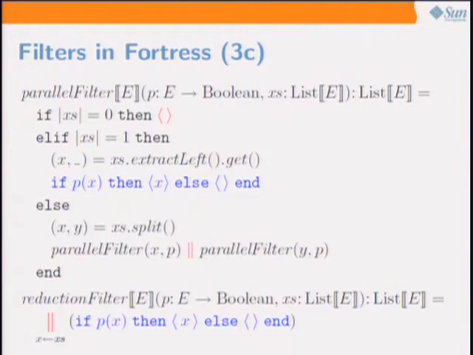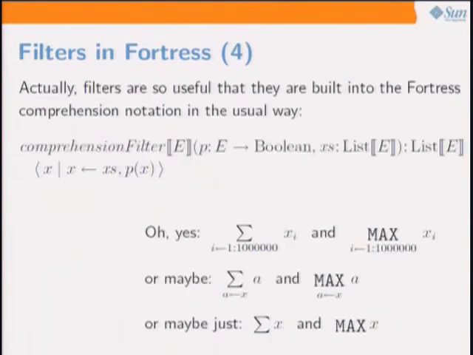And so this very concisely provides for an automatic implementation of that generator boilerplate that takes a list, generates the elements, executes a body for each element, and then puts the results back together. And actually, filters are so useful that, in fact, they're built into Fortress comprehension notation in the usual way. So an implementation of the same filter operation using a list comprehension is to simply say, give me back a list of values x such that x is drawn from the x's and x satisfies the predicate p.